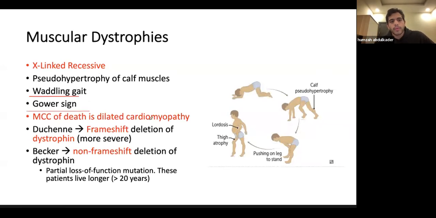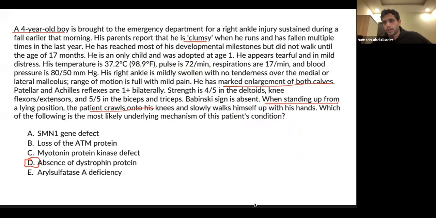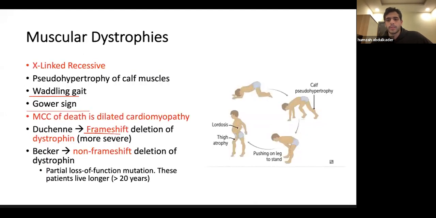This, what I put here in red, is very important. This is what mostly gets asked about this disease: most common cause of death, dilated cardiomyopathy. But I think you guys took some genetics, so you might get asked if it's X-linked recessive. Duchenne's is frame shift, deletion of dystrophin. Becker's is non-frame shift. Because of that, Becker's is less severe. In Duchenne's, by like 13, they're in a wheelchair. By like 20, they're dead. In Becker's, you'll find it'll be an older patient. So like 25, 26, they'll come in in a wheelchair, or they'll come in with these signs and symptoms much later on. So that's just the main difference between them.